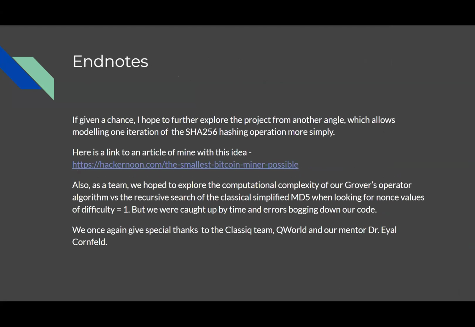So I think what we could have done better, I discovered that we can actually model the SHA-256, where one run of it uses around 1,040 qubits. I wrote an article about it, based on a Bitcoiner who was hashing using a pencil. If we were given more time, we could have explored that and used SHA-256 itself within the Classiq code. Thank you. And that's our presentation.